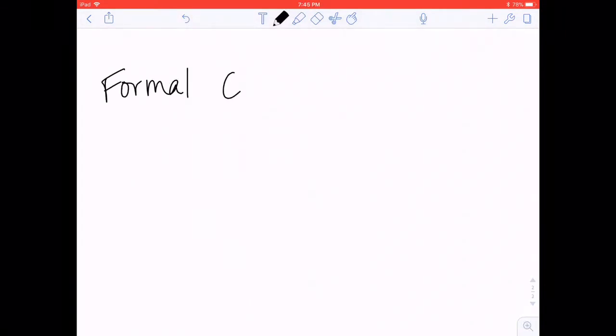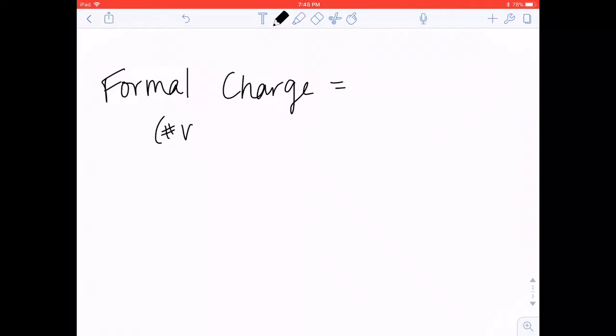So now let's talk about the formal charge of the ion. So the equation for formal charge is the number of valence electrons in the free atom, which means the atom that is not bonded, minus the number of valence electrons in the bonded atom.